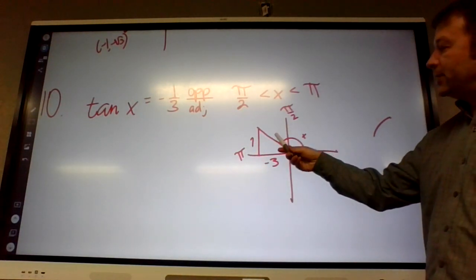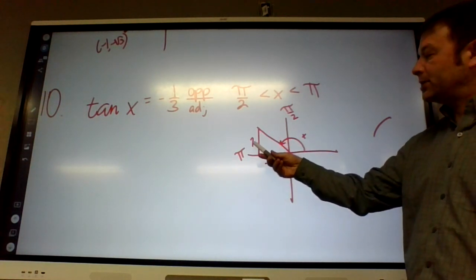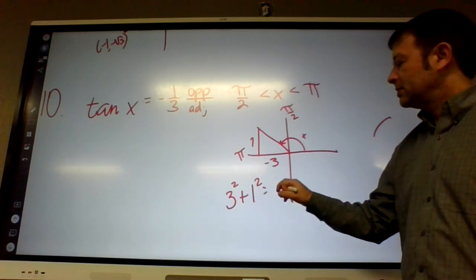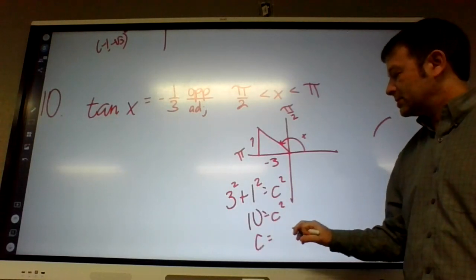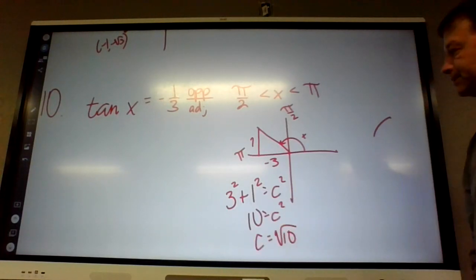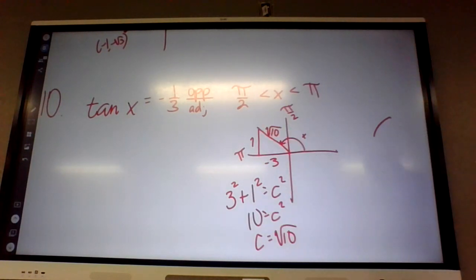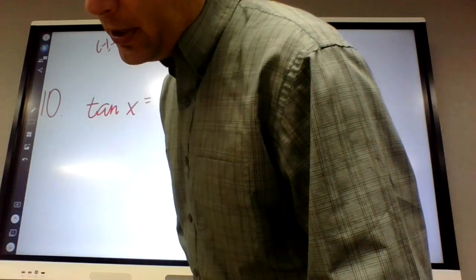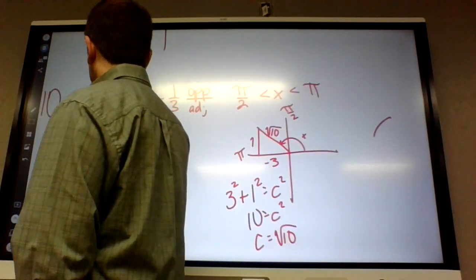And then we can find this guy by doing the Pythagorean theorem. What's 3 squared plus 1 squared? It's 10. So C is the square root of 10. 2 and 5, they don't have any doubles, so it just stays square root of 10. Okay, and then they wanted you to write the 5 trig functions for this, besides tangent.